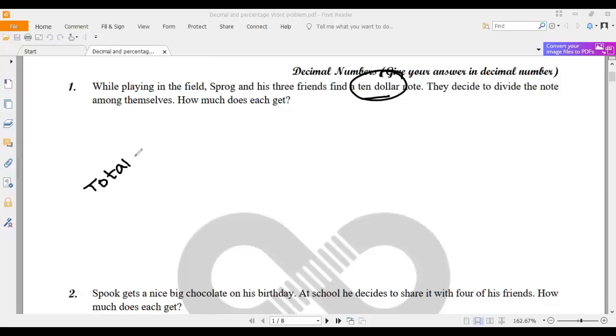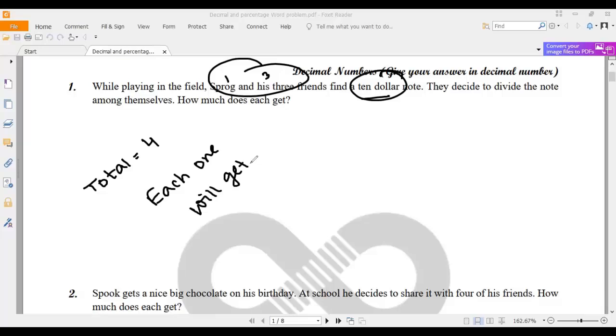So here the total number of persons is Sprog and his three friends. So Sprog himself is 1 and his three friends, so in total 1 plus 3 is 4. And they want to share this $10 note among themselves. So each one will get $10 divided by 4. So now we need to divide 10 divided by 4.